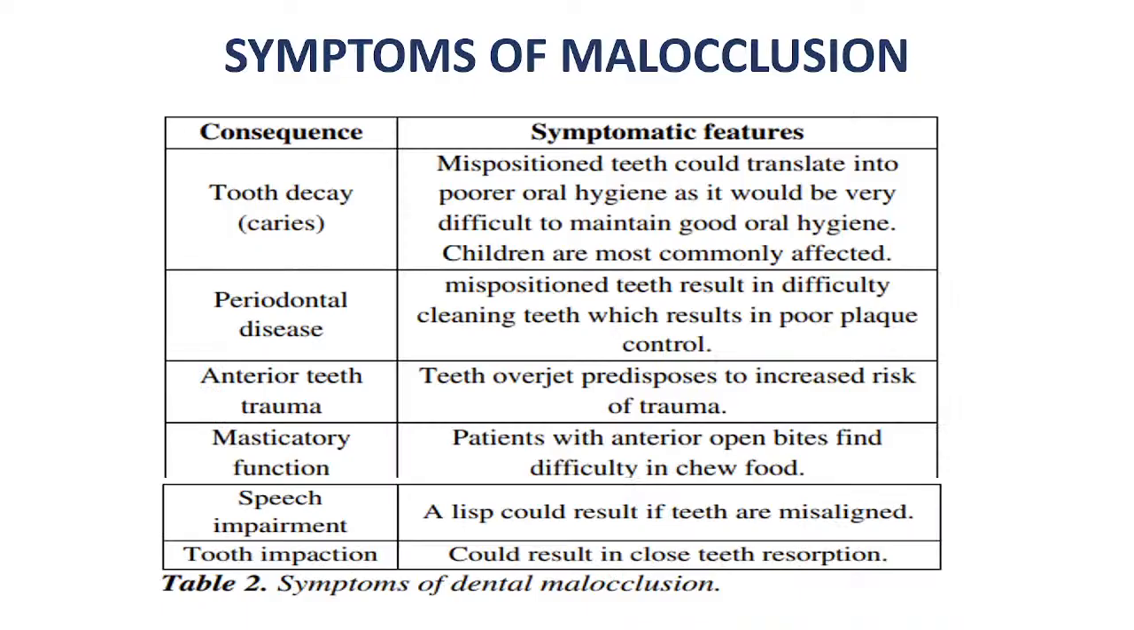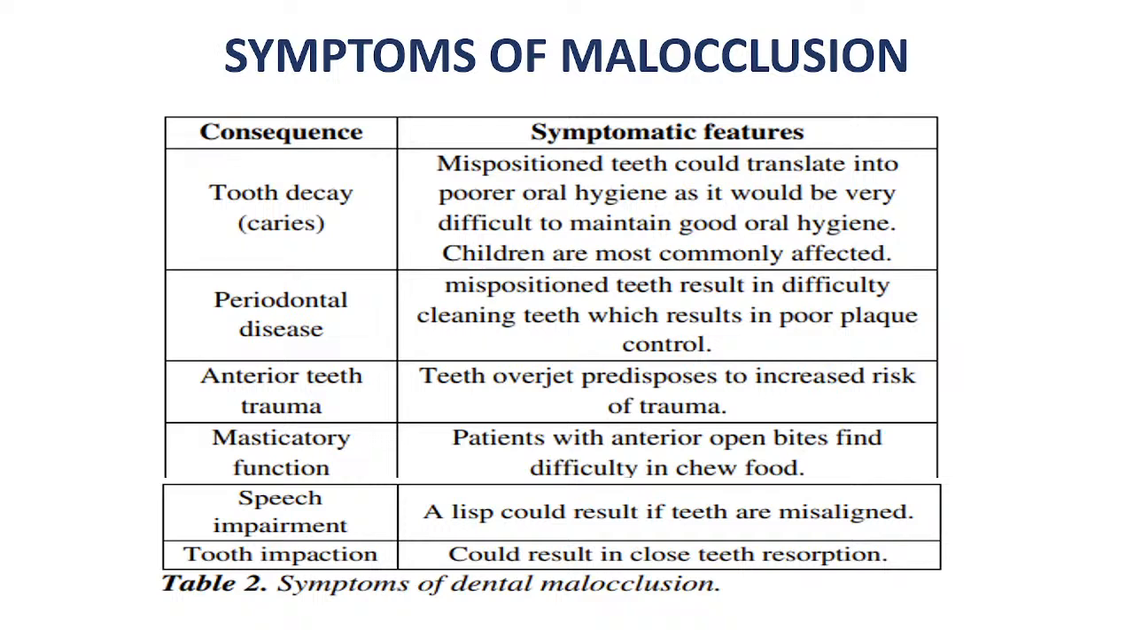So what are the symptoms of malocclusion? If there are malpositioned teeth, which could translate into poorer oral hygiene, as it would be very difficult to maintain good oral hygiene. So what will be the result? Caries. If you have mispositioned teeth, which results in difficult cleaning and poor plaque control, it will lead to periodontal disease.